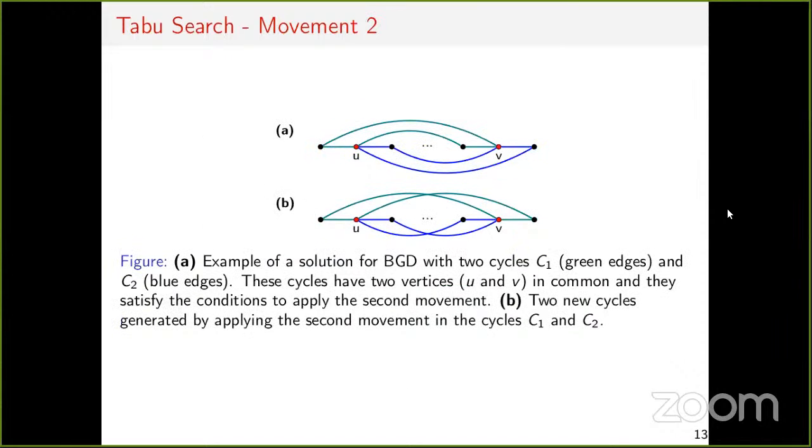And in the second movement, we have similar conditions. We need to have 2 cycles, but sharing vertices. But in this case, we just need to share 2 vertices, and the conditions for the paths remain. And we replace the 2 cycles of the previous solution with another 2 cycles. That can be useful if the first movement could not be applied on the previous solution. So we change the graph to attempt to apply the first movement in future iterations of the algorithm.